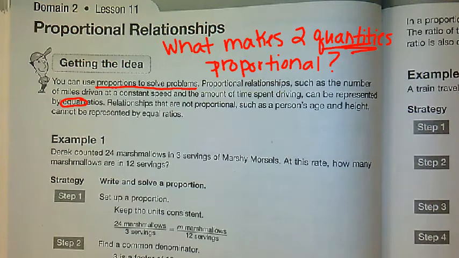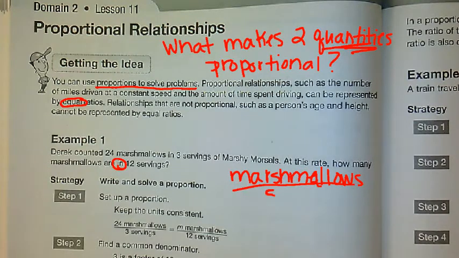So example number 1, Derek counted 24 marshmallows in 3 servings of marshy morsels. Sounds delicious. At this rate, how many marshmallows are in 12 servings? So the first thing I want you to notice is it says how many marshmallows are in 12 servings. So what that means is that our ratio is going to be marshmallows to servings. Okay?